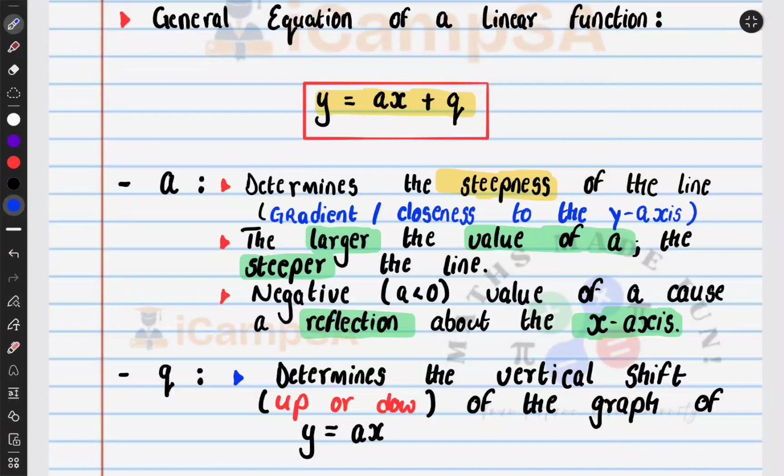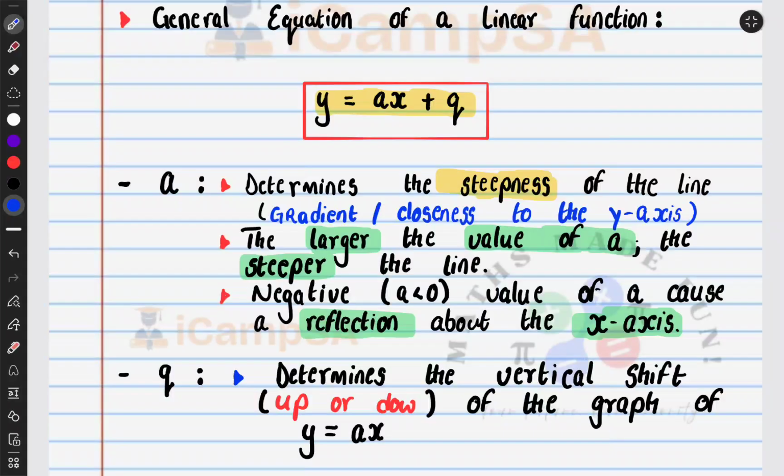Okay, we're quickly going to go through examples that will show you what we have just introduced here. But first, let's quickly go through q, the new variable. What does it do to our mother function?